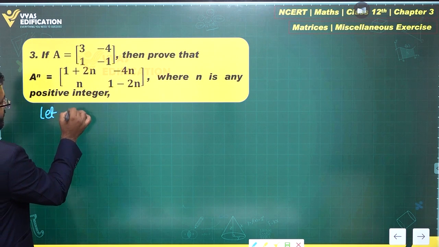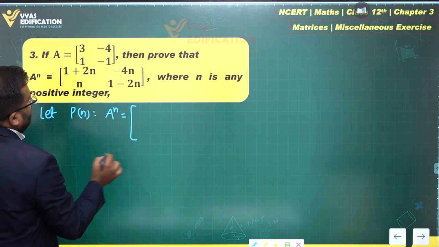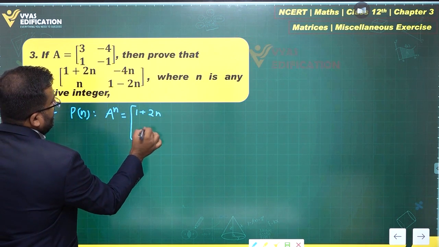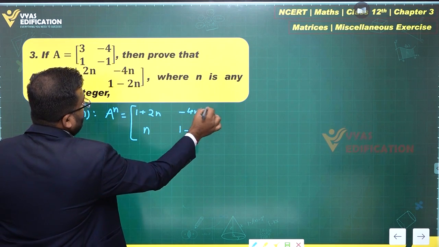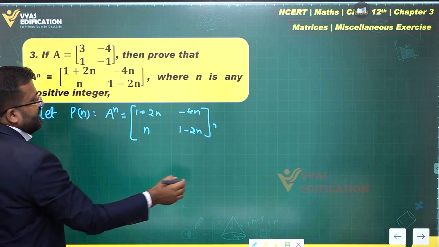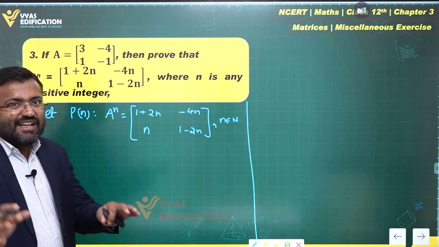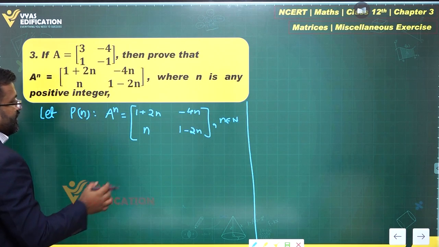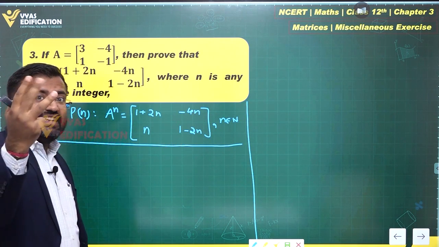Let Pn be the statement which says that A to the power n is equal to the matrix [1 plus 2n, n; minus 4n, 1 minus 2n], where n is any positive integer, that is, n belongs to the natural numbers. This is Pn for any n belongs to natural. Now for proving using the principle of mathematical induction, we need 3 steps.